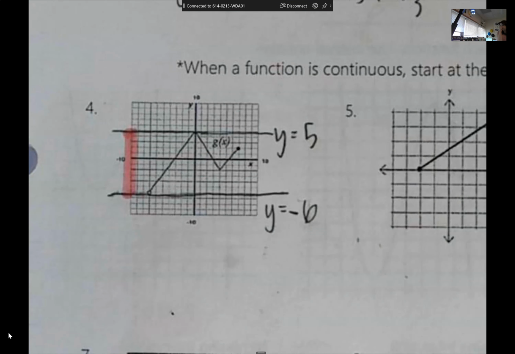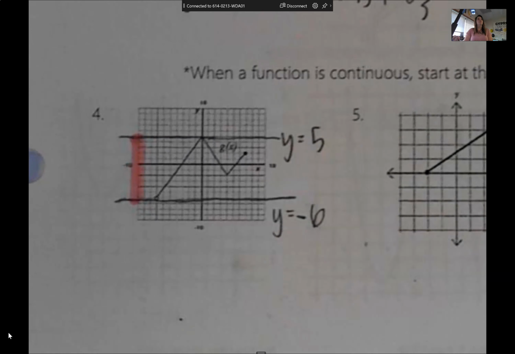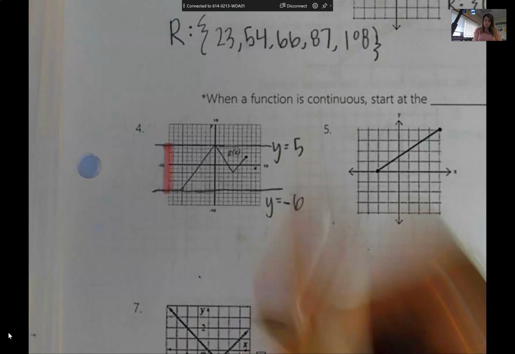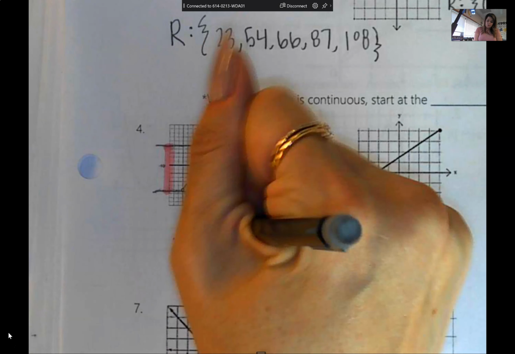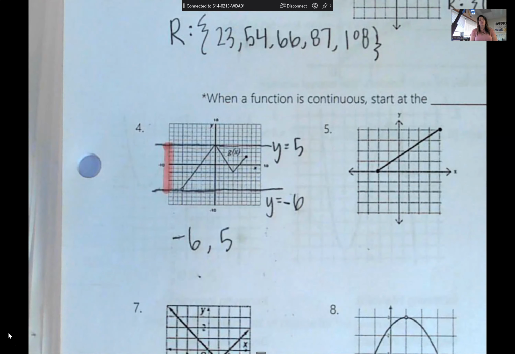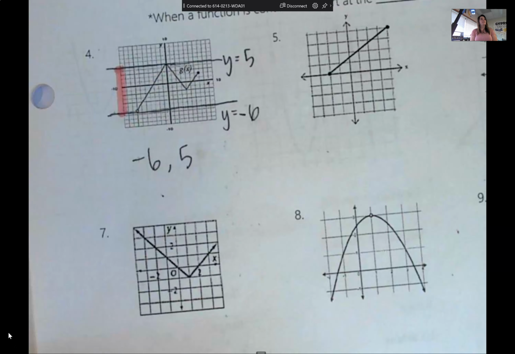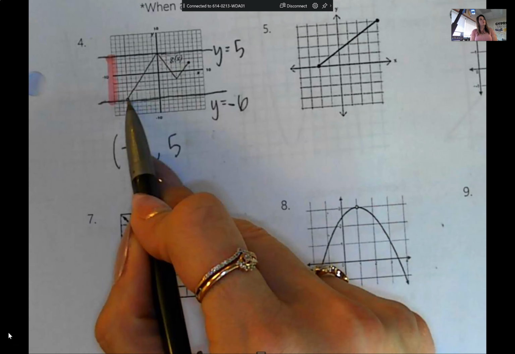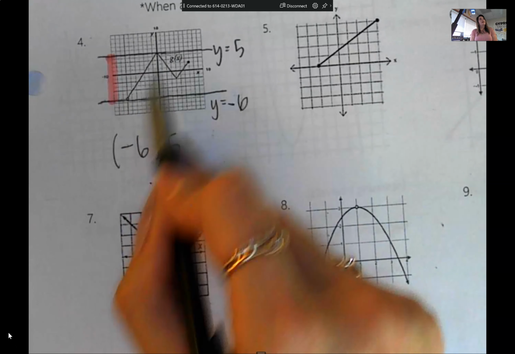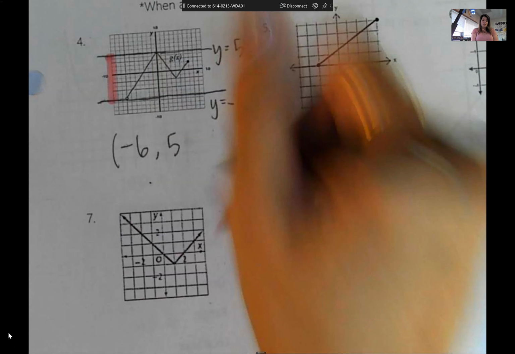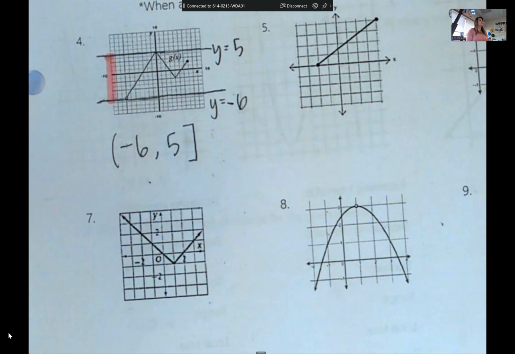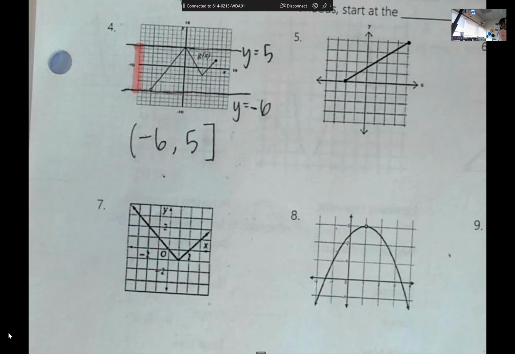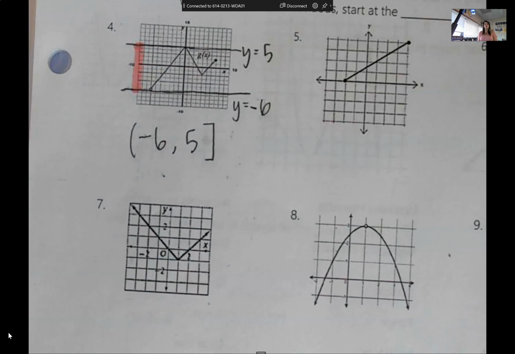Okay. So now we can just use interval notation. We're going from -6 to as high as 5. Can it be -6? No, because that point at -6 is open. Can it be 5? Yes. And the reason that it can be 5 is because you don't see an open point there. If you were to see an open point, then you would do a parenthesis instead.